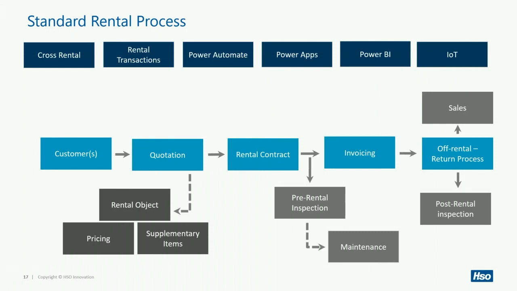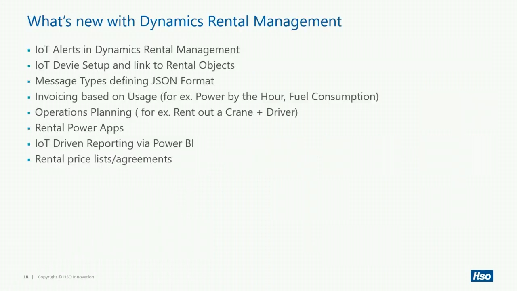Above the standard process, you see many more capabilities we have, for example, cross rental. So we can also rent out equipment from different companies, because usually we see that rental companies never say no. Usually you have partner contracts with different rental providers, and you can even rent out equipment of different companies. Then, of course, the standard rental transactions and the full Microsoft stack of the Power Platform, speaking of Power Automate, Power Apps, Power BI, and of course, since latest, IoT capabilities.